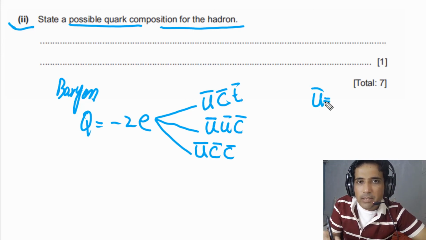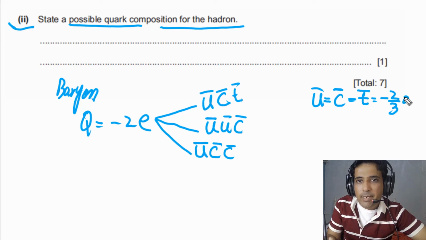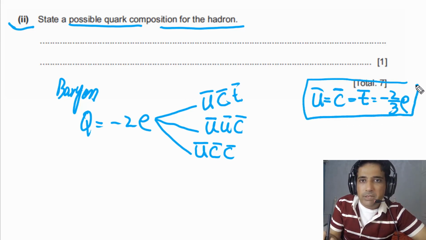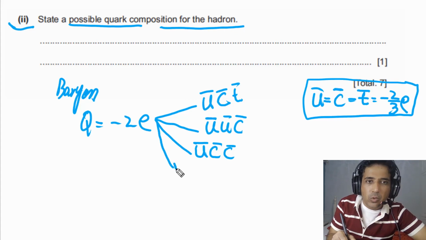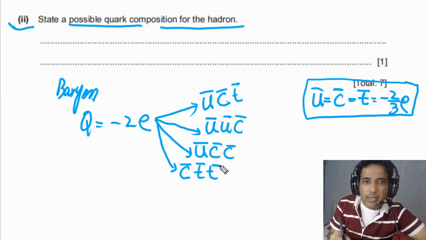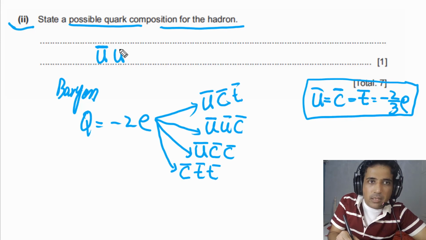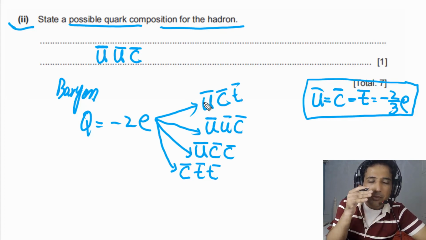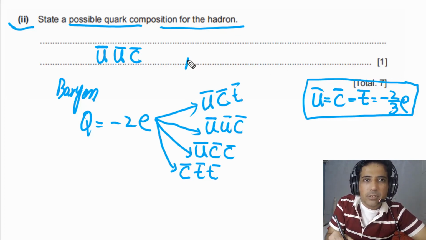The charge on one up antiquark is equal to the charge on one charm antiquark, and this is also the same as the charge on one top antiquark, and that charge is equal to -2/3e. So all of them have the same charge. So these are some possible quark compositions. We can also write down that this baryon has one charm antiquark and 2 top antiquarks. I'll be writing here an up antiquark and one charm antiquark. Any composition is right. So if you write down any composition here, you will get 1 mark, and this is the B mark.